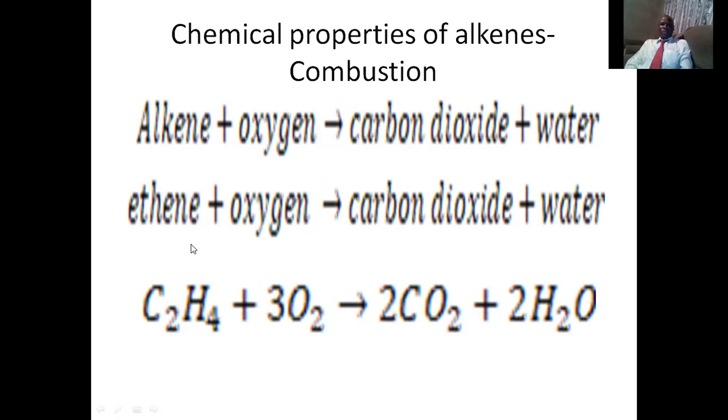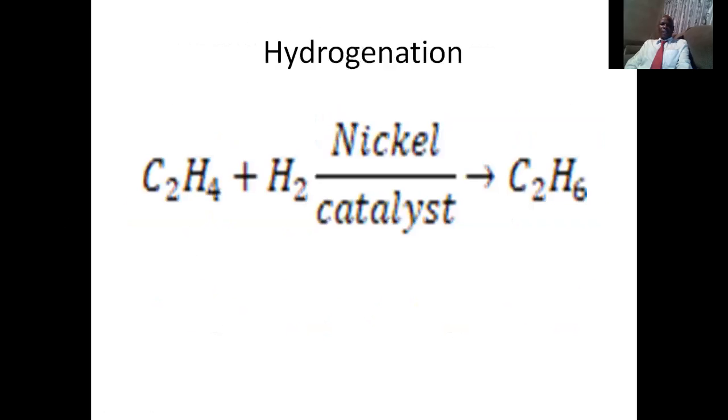So, for example, let's look at ethene. Ethene, in an adequate amount of oxygen, will burn to form carbon dioxide and water. And this is the equation we have written here, where we're saying ethene plus oxygen gives us carbon dioxide plus water. So this is a typical explanation of how alkenes burn in the presence of air.